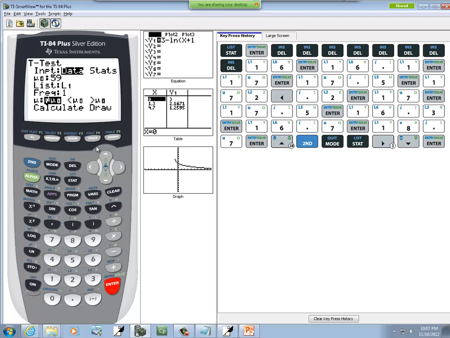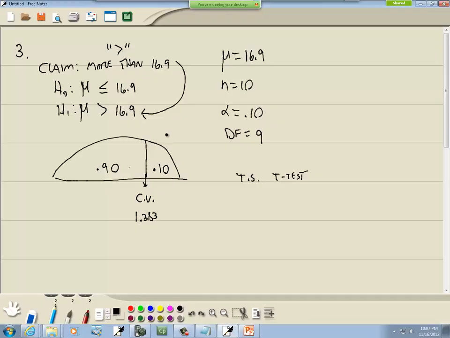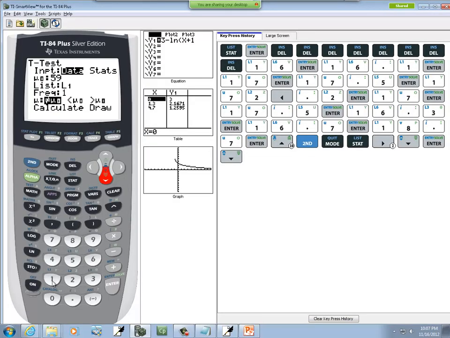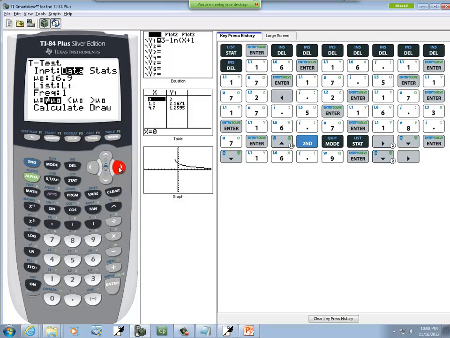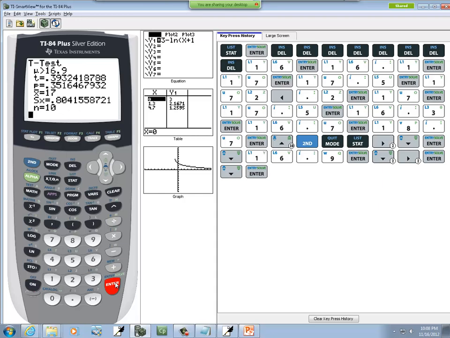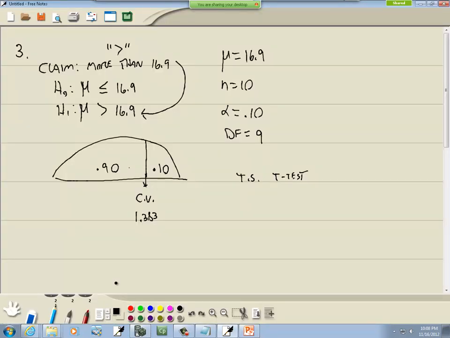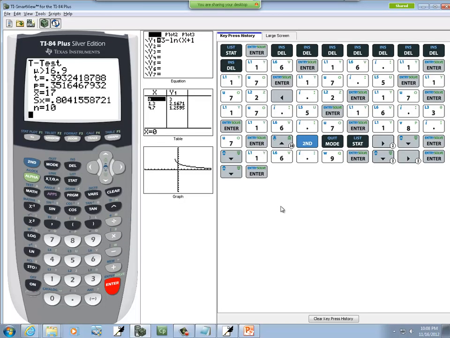Data is when you're given raw data, which is already highlighted. Now, mu naught, that's always going to be the number off of your claim. We put 16.9 there. List, we put ours in L1, that's fine. Frequency, always leave as 1. The symbol on H1 is a greater than, so I'm going to right arrow over to the greater than and press enter. Then down arrow and press enter and calculate. Okay, so our test statistic is equal to 0.39.